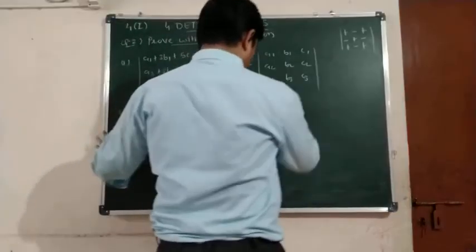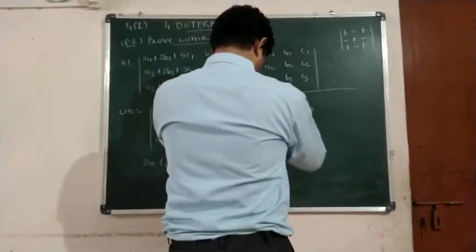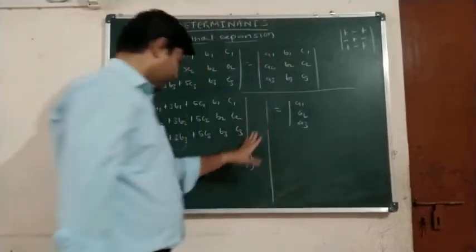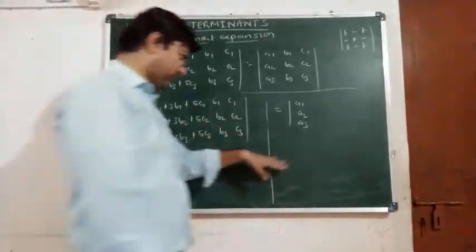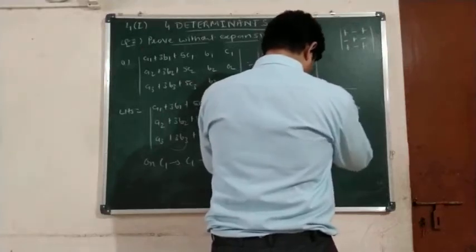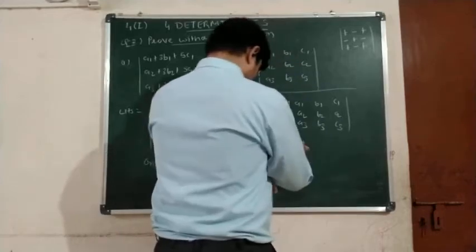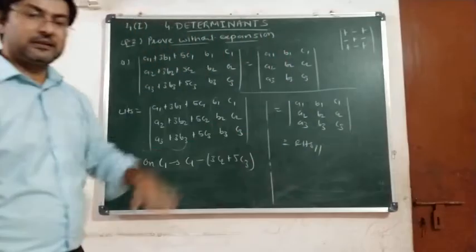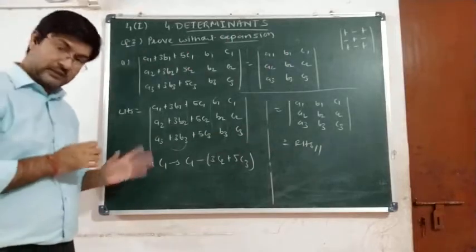So here I will write down the next step, which is equal to A1, A2, A3. Since no changes will be made in the second and the third column, we will write it as it is: B1, B2, B3 and C1, C2, C3, and this is what is the required answer, that is the RHS. Clear? So I hope you found this question easy.